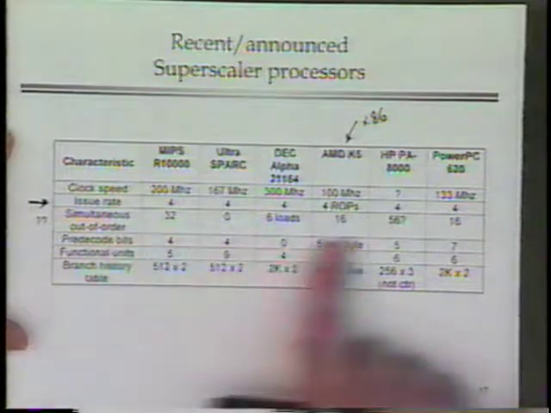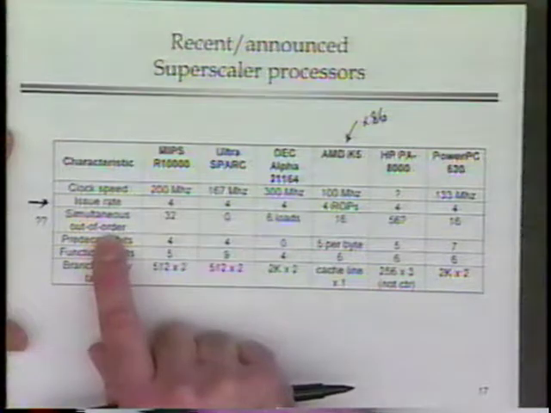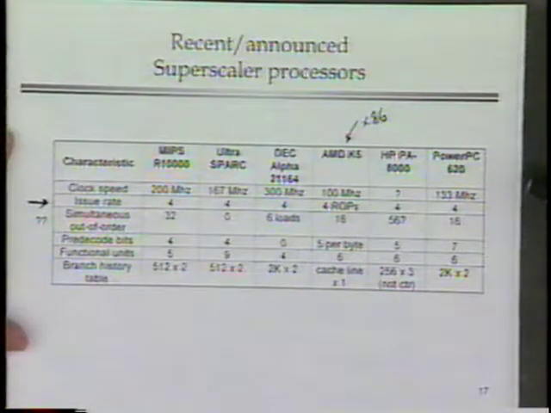I don't believe any of this line of simultaneous out of order. I was pulling this from different tables, and they were all using different interpretations of what it means to execute instructions simultaneously out of order, so ignore that.